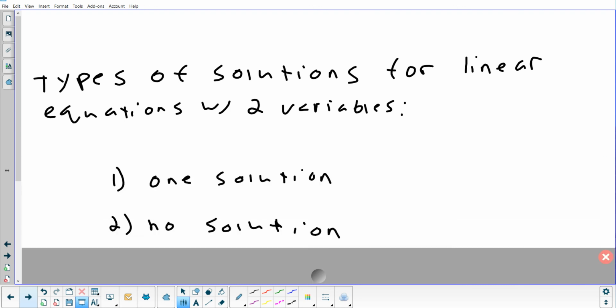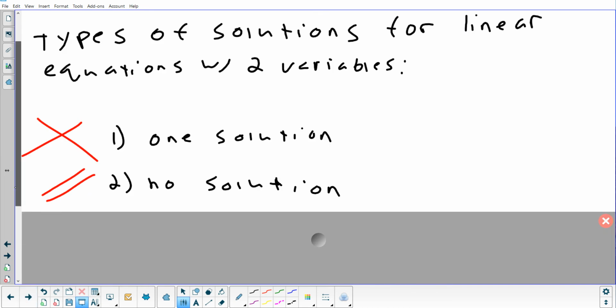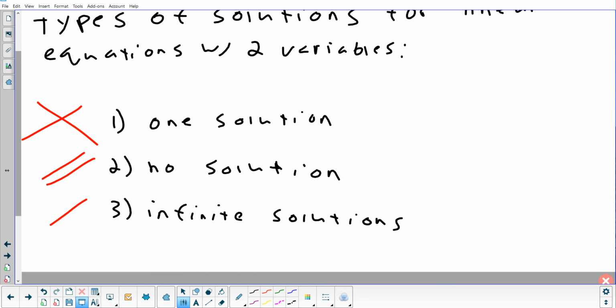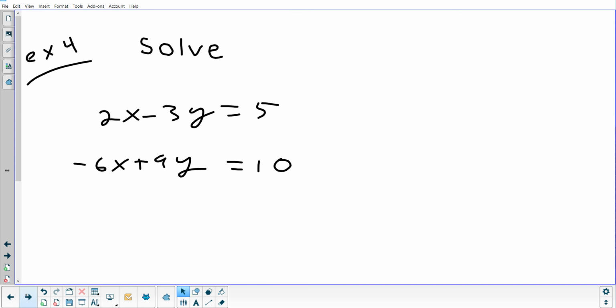So you can get a one solution, that's where you draw the lines and they cross. A no solution, where you draw the lines and they're parallel. One more thing that could happen. Yeah? The same. Right, it could be the same line, so how many solutions would that be? Infinite. So you draw one line, you draw the other line, and they're the same thing. So let's try an example where one of these special cases ends up happening. All right, so 2x minus 3y equals 5, and -6x plus 9y equals 10.